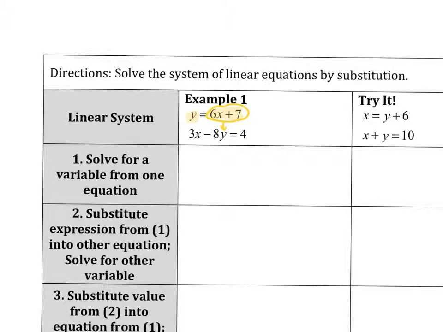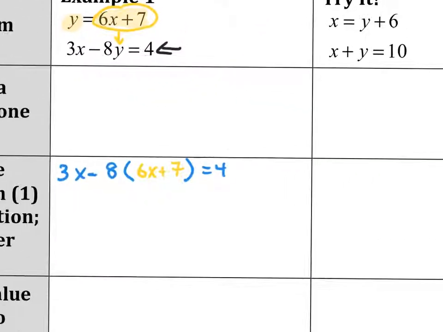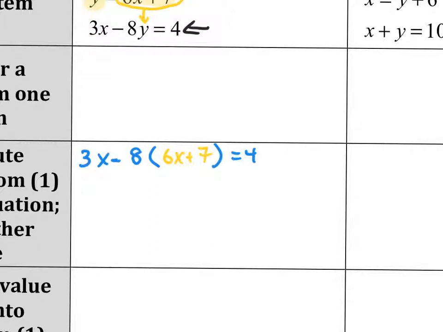So I'm going to rewrite this equation here, but instead of y, you write 3x, you say minus 8 and times what? 6x plus 7. There we go. Now equals 4. So we substitute that expression in. Now all we need to do is the distributive property in order to get rid of those parentheses. So 3x minus 48x minus 56 equals 4.